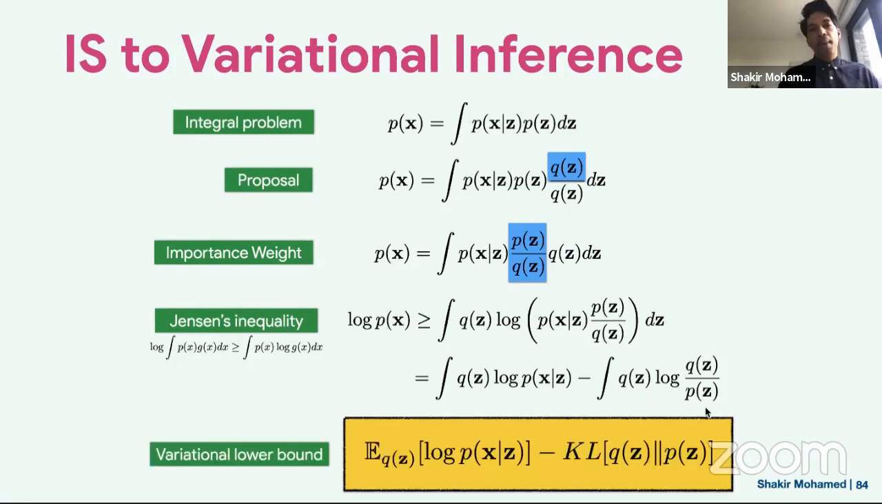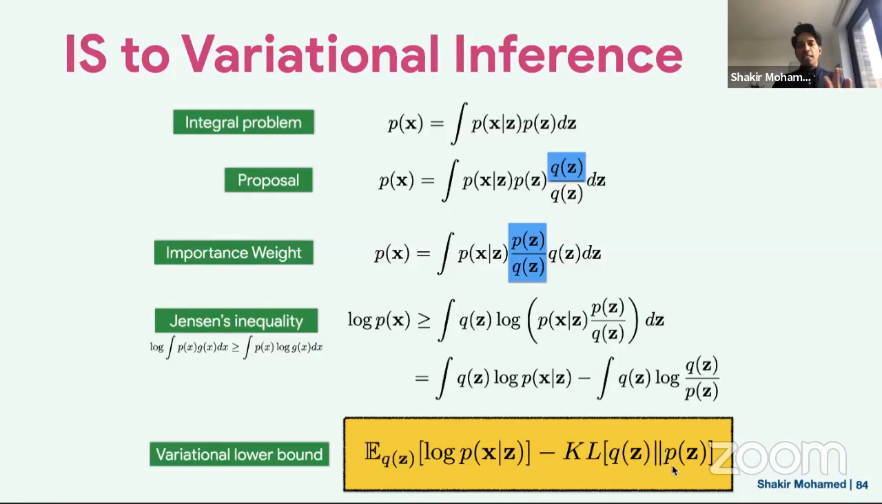And this is what we very famously call the variational lower bound. Sometimes we call it the variational free energy. It is the difference between the expected log likelihood under your proposal, and in this case, we will change the language and call this q the variational distribution, minus the KL between your variational distribution, your proposal, and the prior. So I think this is pretty good.